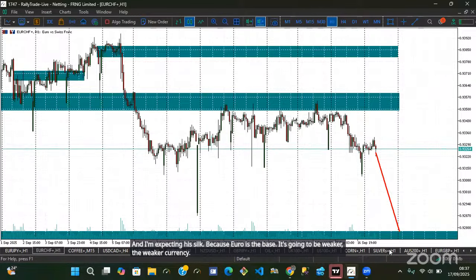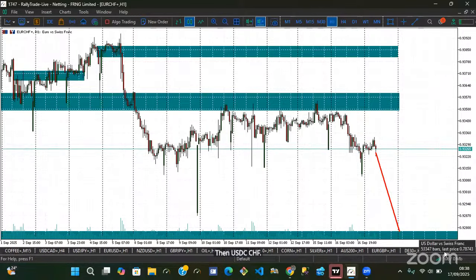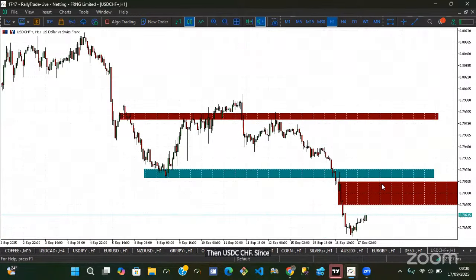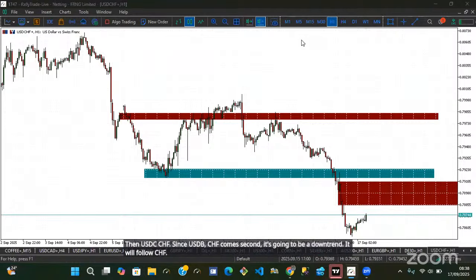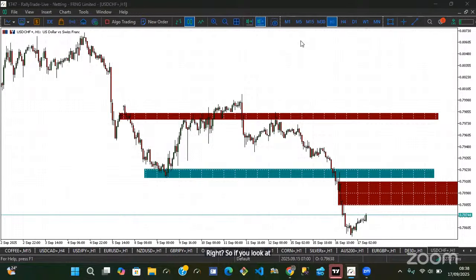Then USD CHF. Since USD is the base, CHF comes second. It's going to be a downtrend. It will follow CHF, right? So if you look at CHF JPY, uptrend. CAD CHF, right? It's going to be a downtrend. Anything that brings another currency before CHF is a downtrend.